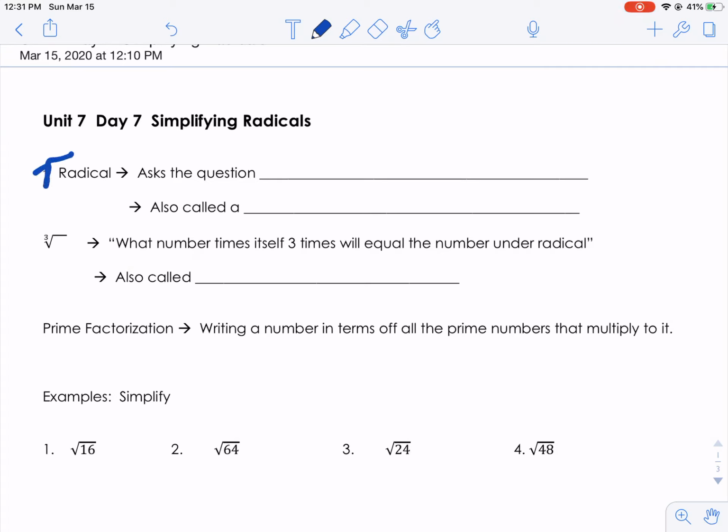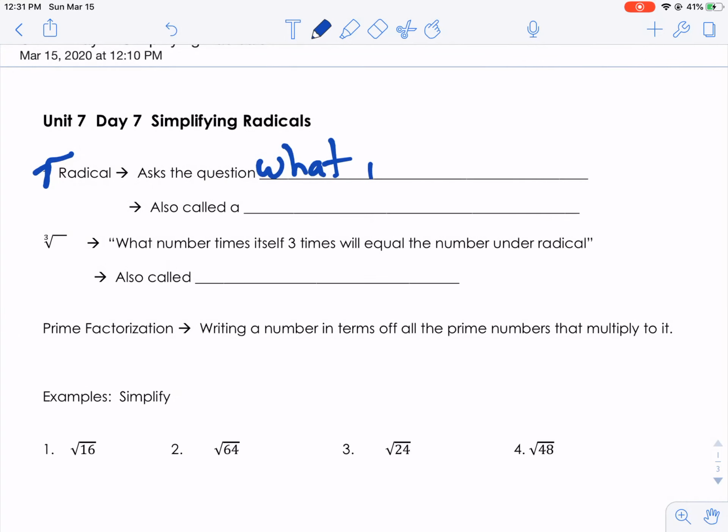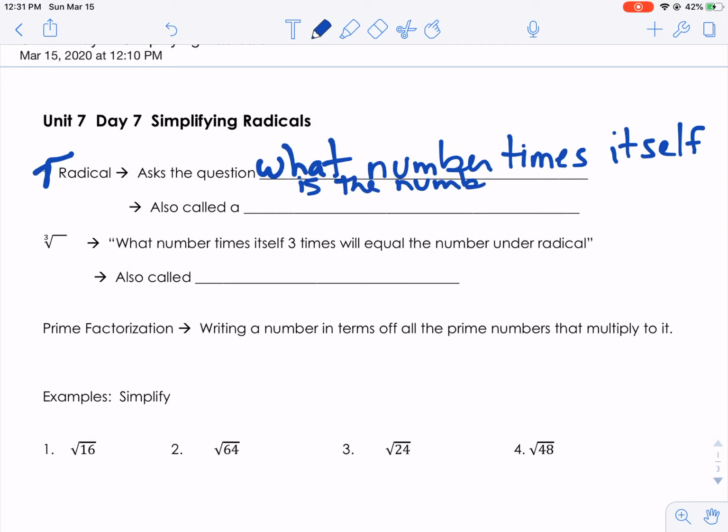So a radical, which is this symbol, asks a question, and that question is, what number times itself is equal to the number under the radical? And that radical is also known as a square root symbol. So that's the question, what number times itself will equal the number that's underneath?